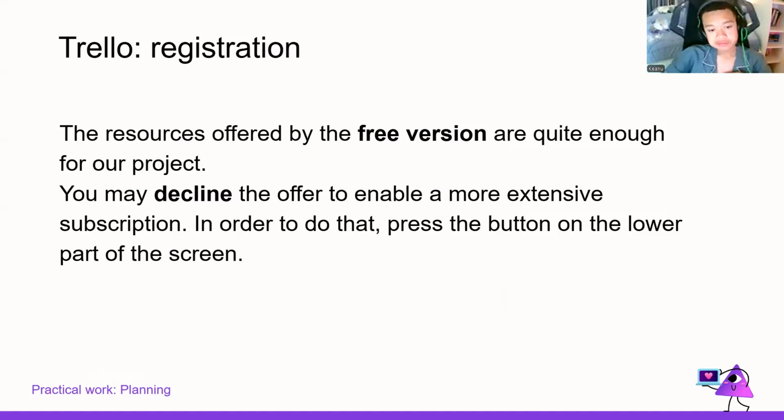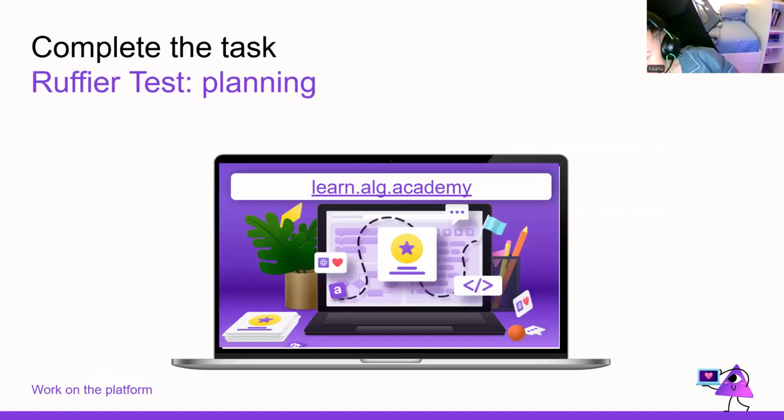We may decline the offer to enable a more expensive subscription. In order to do that, press the button. Okay, I think we don't need the pro, yeah. We just need to use the free version. Okay, so let's go. We go for the planning task.